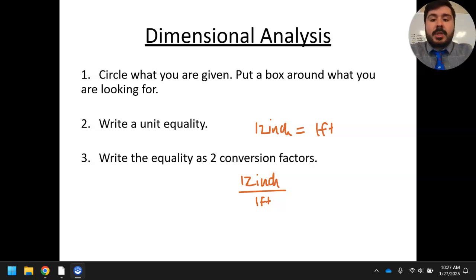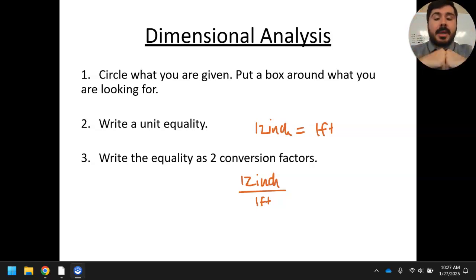Now, that is one of my 2 conversion factors. So that's how you make a conversion factor to start. You take the measurements from this unit equality, the 12 inches and the 1 foot, and you literally create a fraction of them. Put one in the numerator, one in the denominator. That's one of your 2 conversion factors.